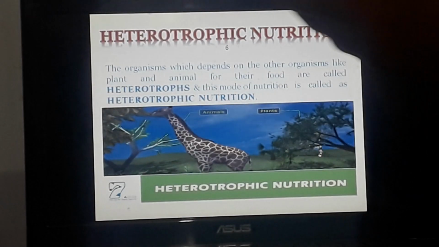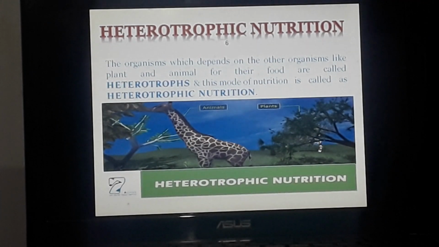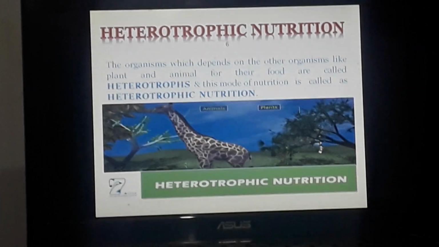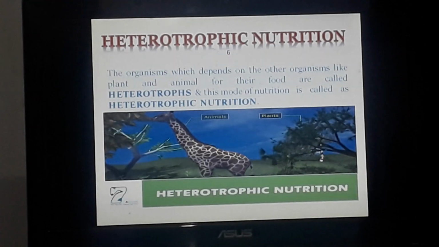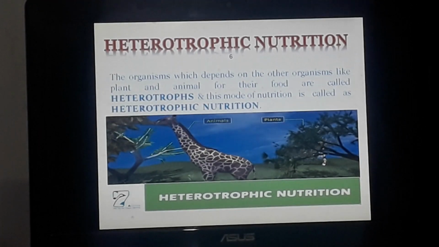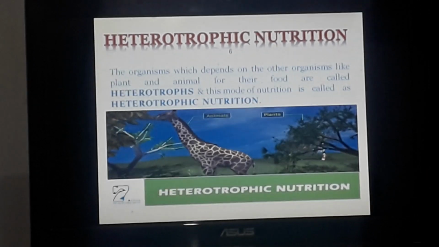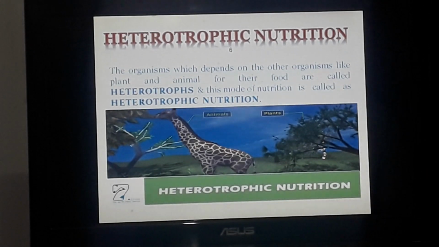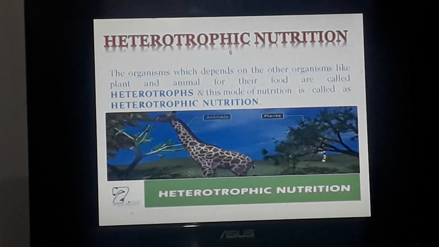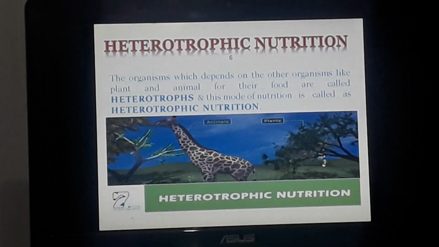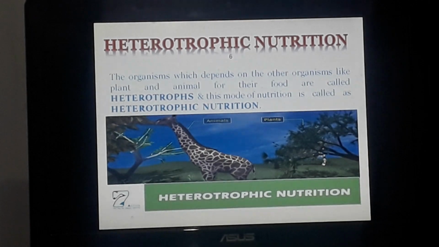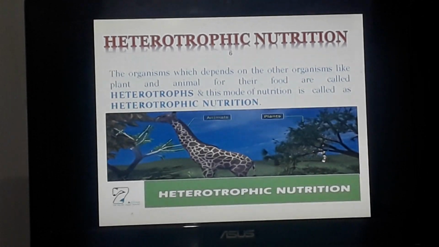So the best example is we as humans, we are dependent upon other sources of food. Animals, they are dependent upon other sources of food. There are some animals which depend upon plants. There are some animals which depend upon other animals also. Thereby we classify them according to that. The animals which are dependent upon plants are called herbivorous animals. The animals which are dependent upon other animals are called carnivorous animals.